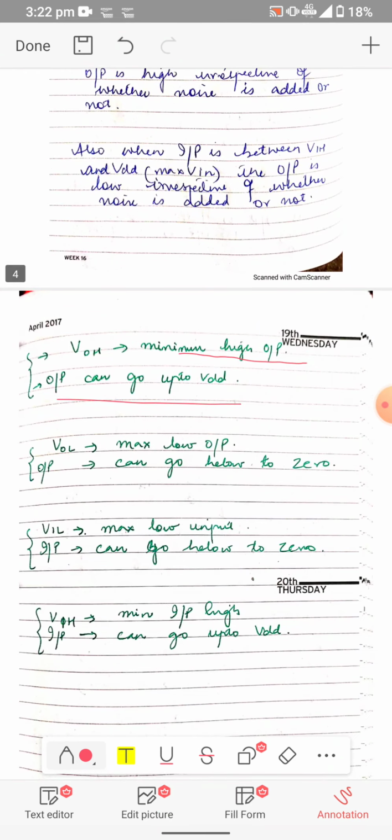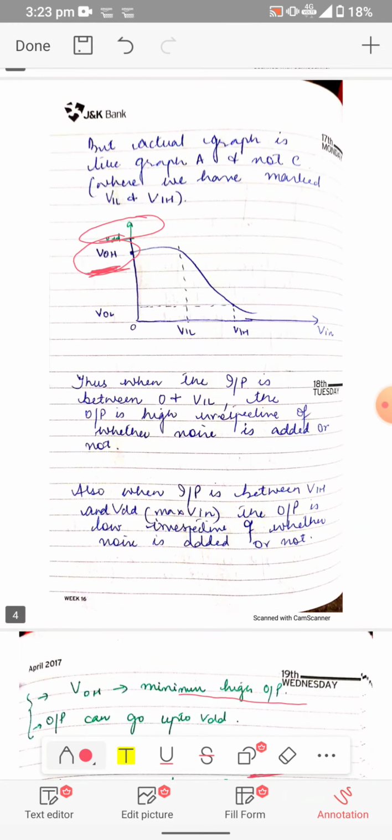Okay, and then VOL is the maximum low output, because the output can go down to 0. Here is your output VOL. Which level is VOL? VOL is the level up to which we say the output can be treated as 0. So it is the maximum low output, because the minimum low output will be 0. Any output value from 0 to VOL, you will take as logic 0. And what is the maximum level that you can take as the low output? That is your VOL.